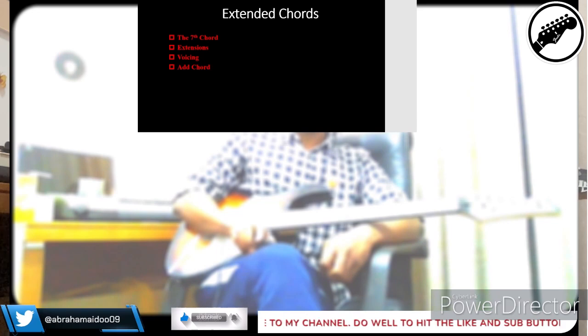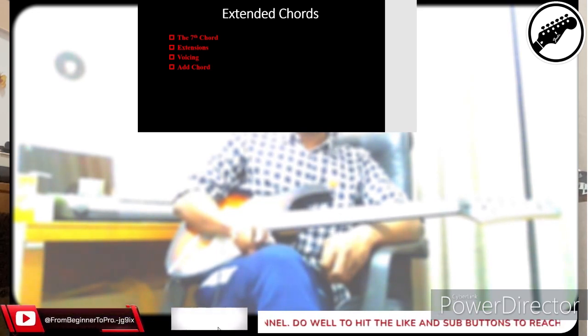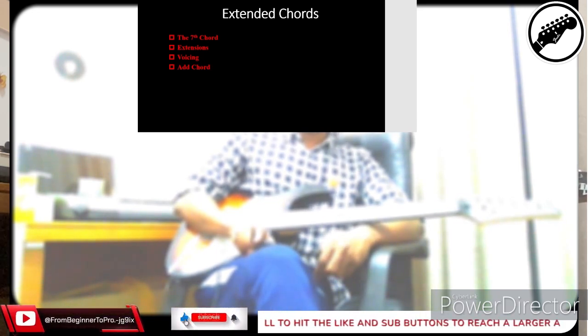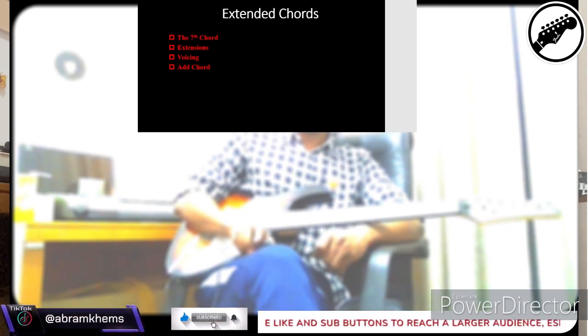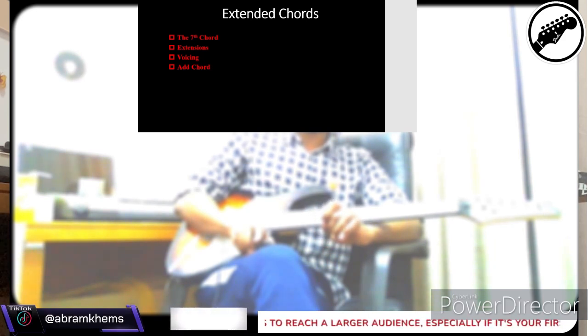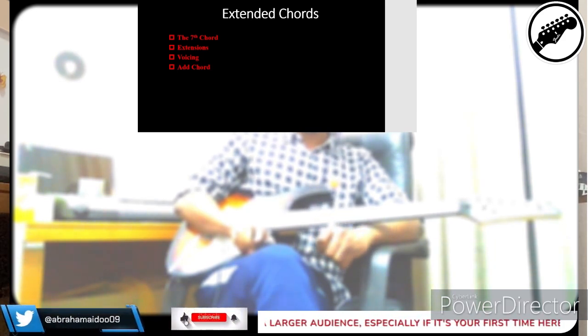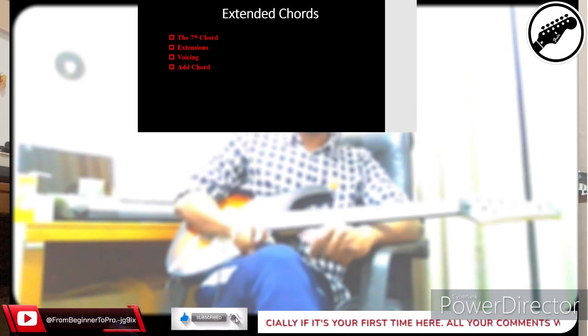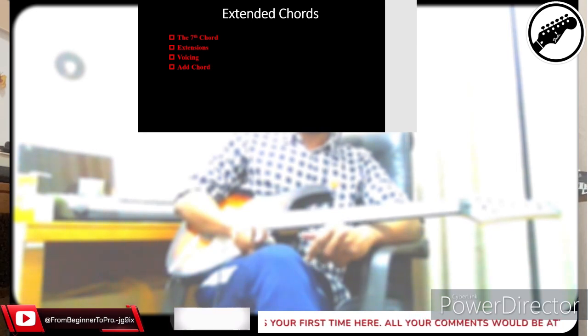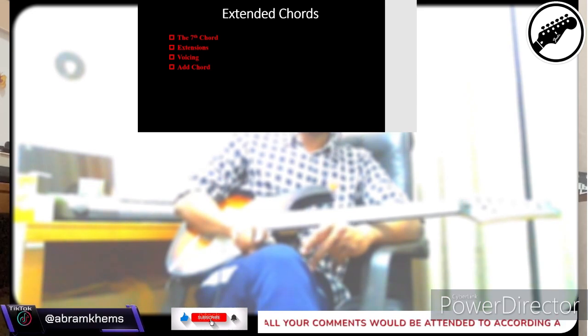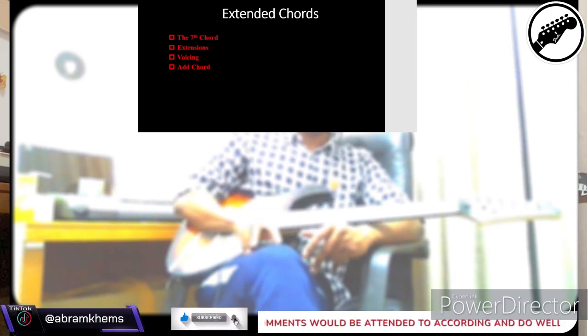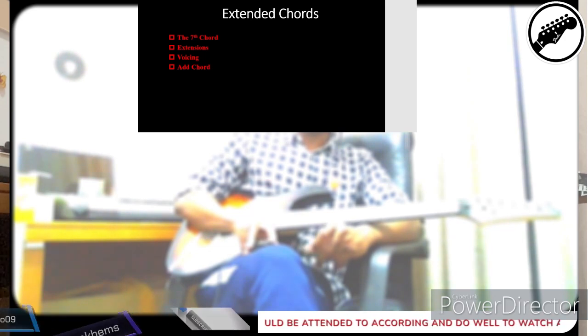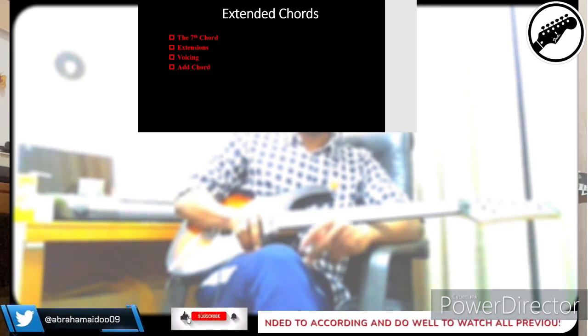Like I said, the focus of this lesson and the subsequent ones is going to be on extended chords. Here we would learn more about the extended chords. But before we get to know about the extended chords, we have to learn about a very important chord, the 7th chord. That's what we will tackle first, and then we will get to know the rest.